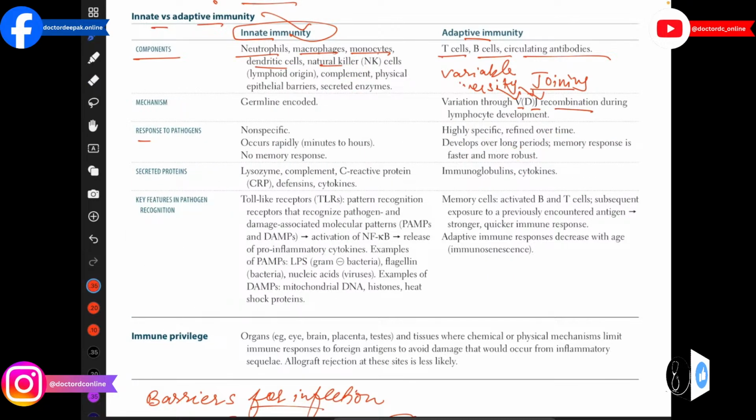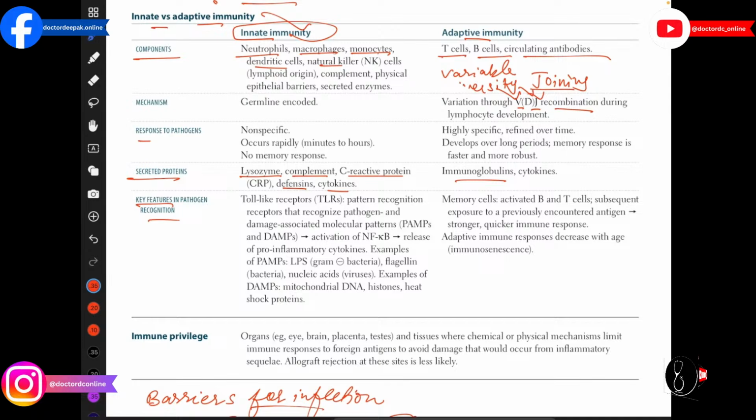Now we are moving to secreted proteins. The secreted proteins are lysozymes, complement, C-reactive proteins, defensins, and cytokines. And here we have immunoglobulin along with the cytokines. These are key features in pathogen recognition. How will they recognize the pathogens?